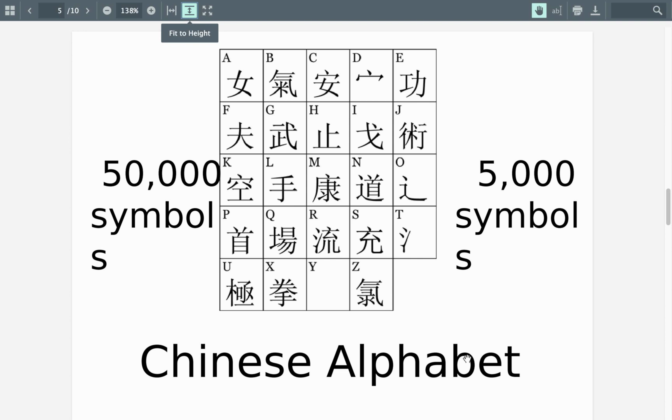These are Chinese symbols. The Chinese people still use an alphabet, people from China, but it has a lot more symbols than ours. There are very, very many symbols. Chinese is a difficult language to learn because of this. There are about 50,000 symbols in the Chinese alphabet, but only 5,000 symbols are needed for everyday use. Do you know how many symbols or letters are in our alphabet?